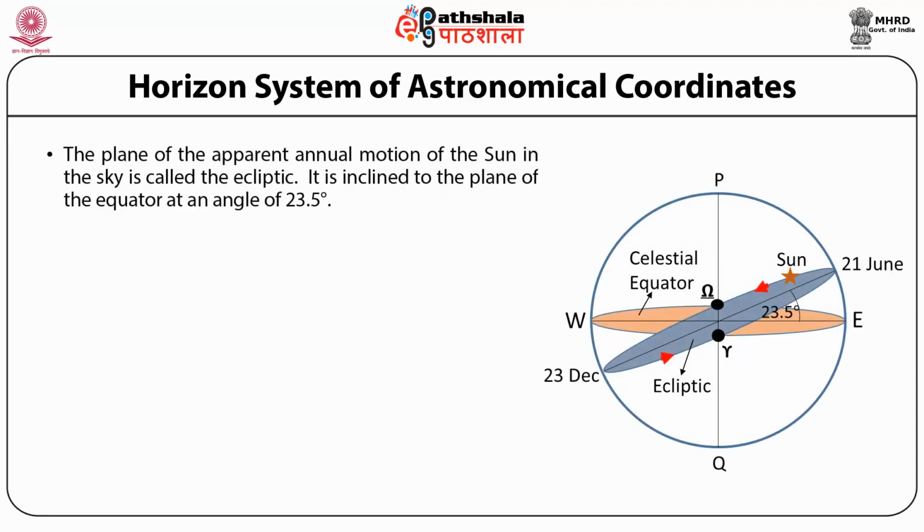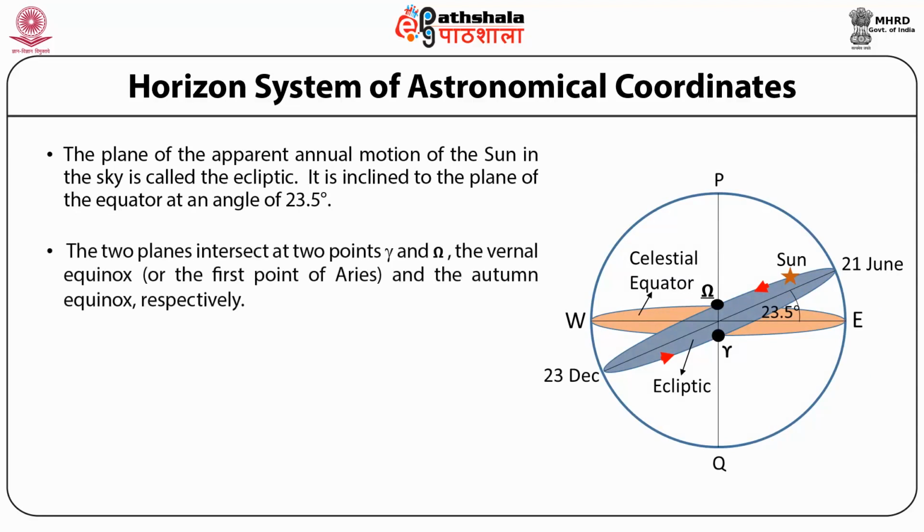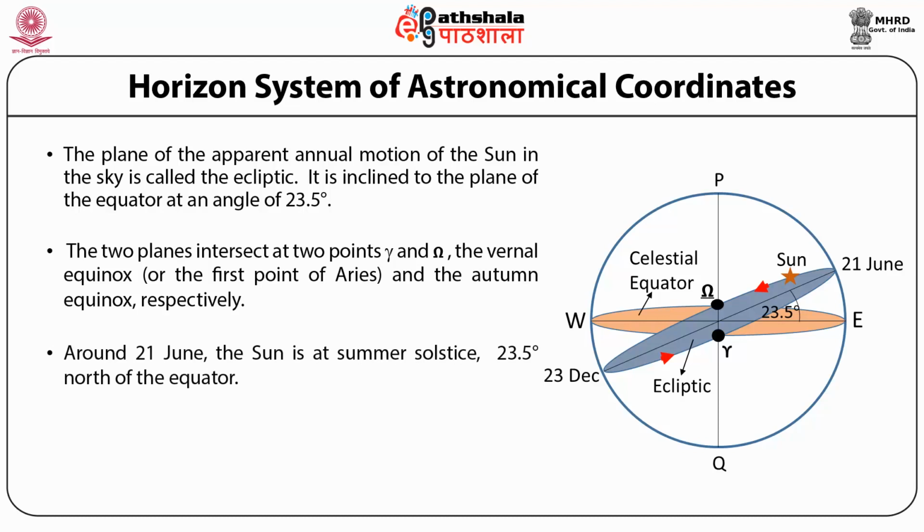The plane of the apparent annual motion of the Sun in the sky is called the ecliptic. It is inclined to the plane of the equator at an angle of 23.5 degrees. The two planes intersect at two points. One is the first point of Aries, also called the vernal equinox. The other point is called the autumn equinox. Around 21 June, the Sun is at a position in the north, which is called the summer solstice.